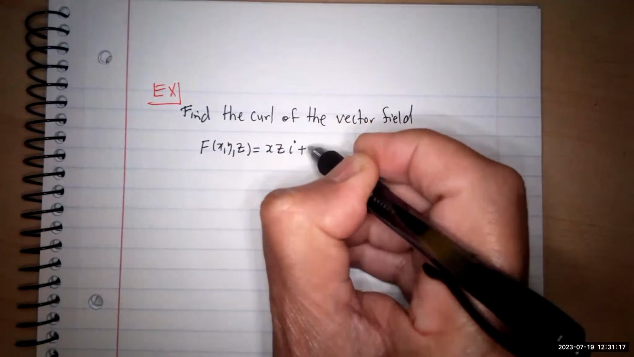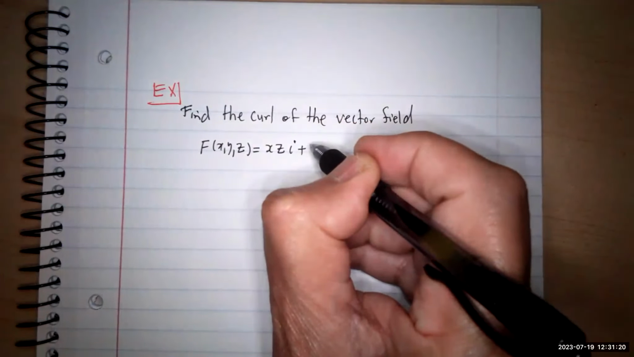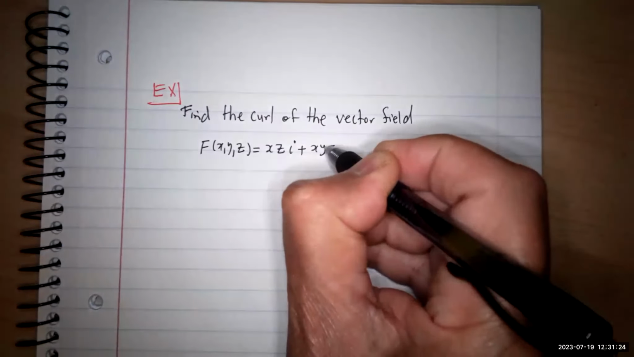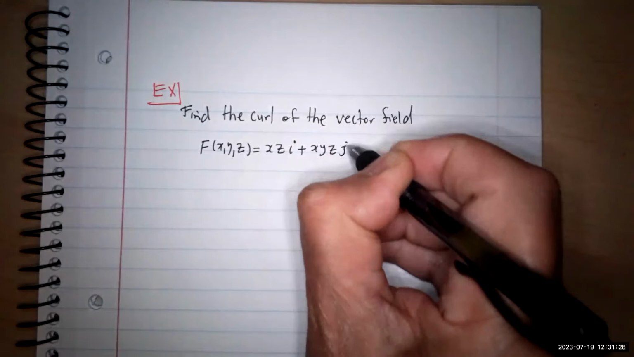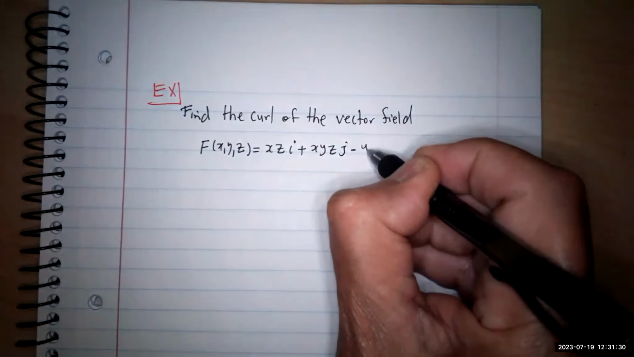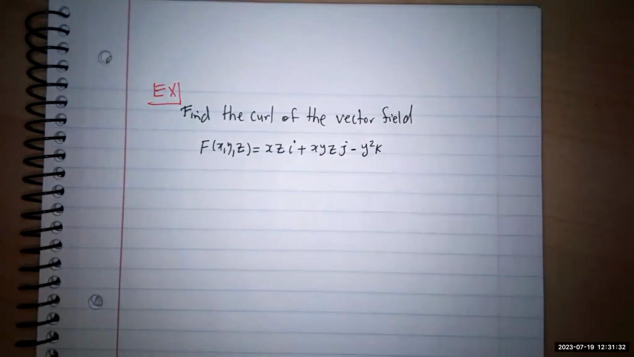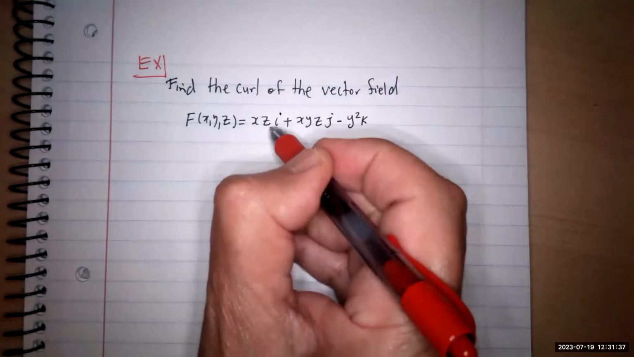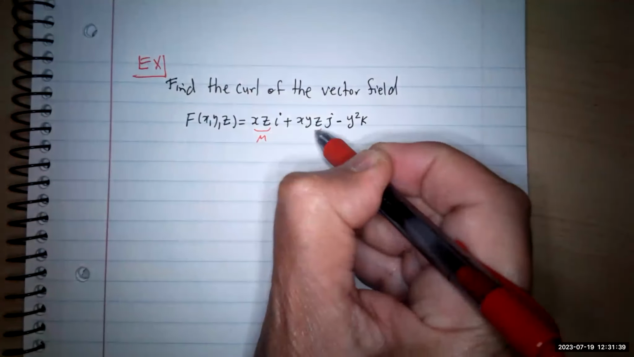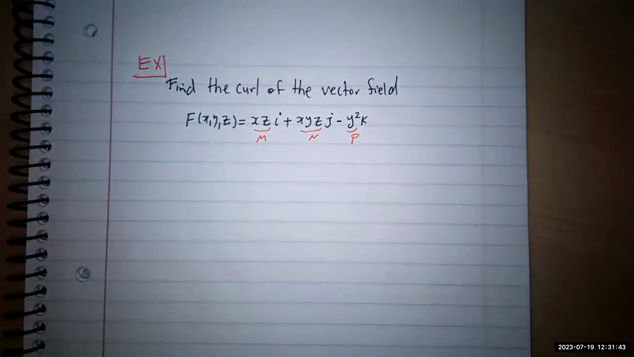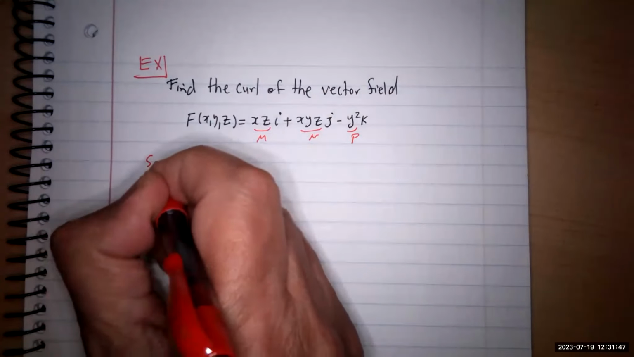This is your vector field, F of x, y, z, equal to xz times i plus xyz times j minus y squared k. So that's the one. You know that these are going to be your M, N, and P. The quickest way to do it is just the matrix form. You don't have to memorize anything.